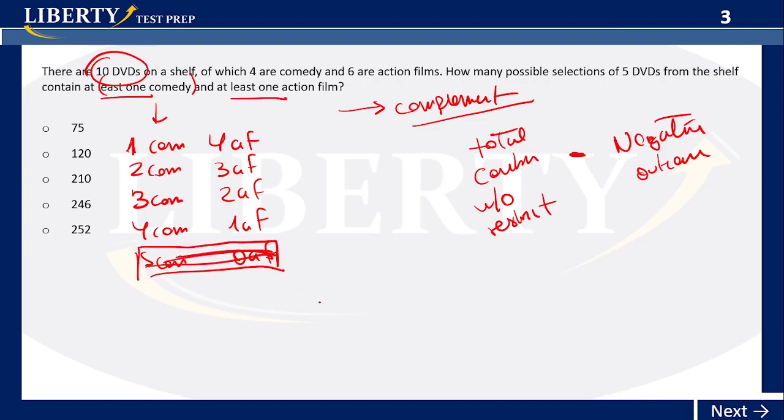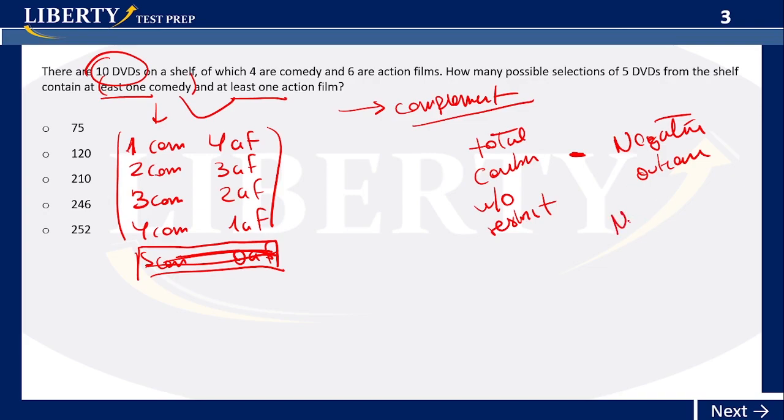Okay, so with this 4 we would be complying with these 2 things: you have at least 1 comedy and at least 1 action film. But that would require us to make 4 operations and then add them up. We don't want to do that, so we want to go the negative way. What is the negative outcome?